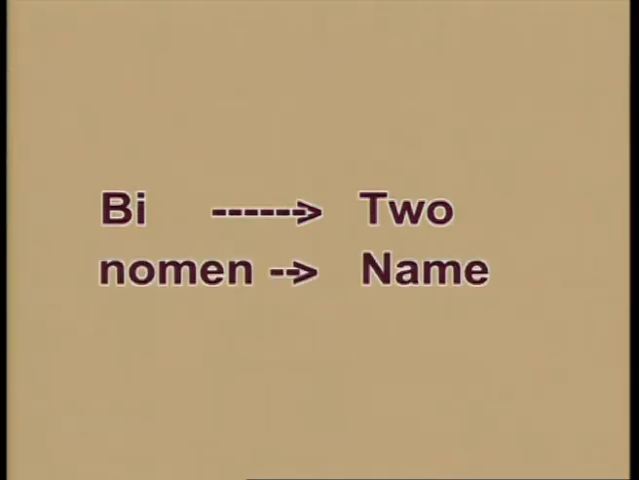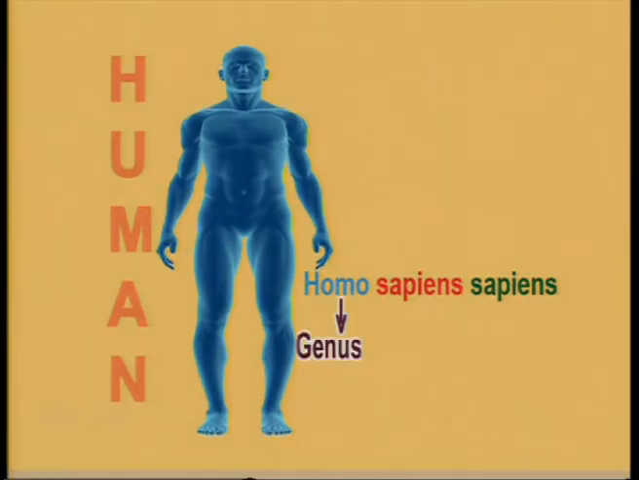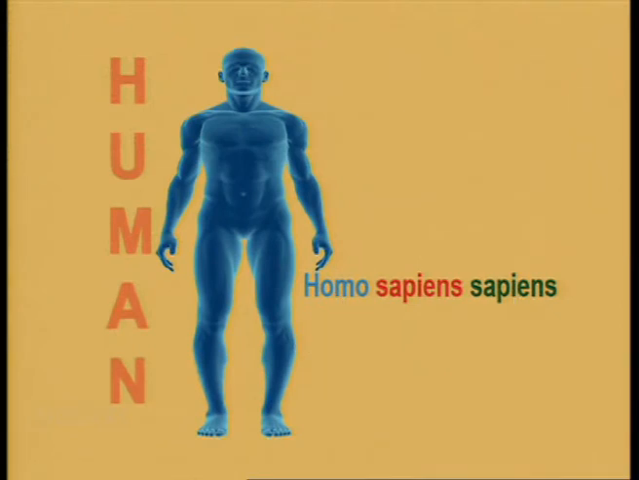In Latin, bi means two and nomen means name. Occasionally, 3 words are also used for naming organisms, especially the animals. These include generic, species and subspecies parts. For example, the modern man is called Homo sapiens sapiens.